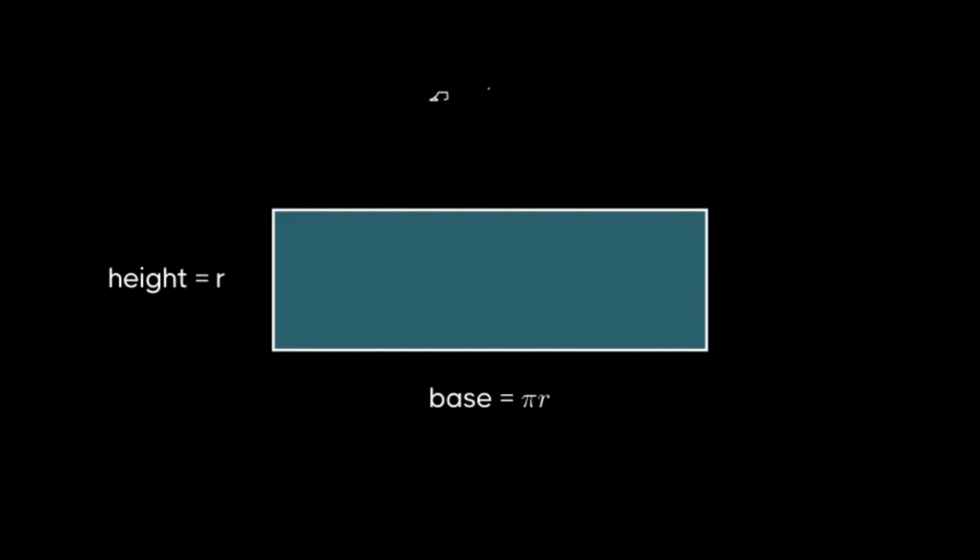The area of this rectangle is simply base times height, which gives us pi times r times r, or pi r squared. Since this rectangle has exactly the same area as our original circle, we've proven that the area of a circle equals pi r squared. This elegant visual proof shows why the area of a circle is pi r squared. By rearranging the circle into a rectangle, we've transformed a curved shape into a familiar one whose area we can easily calculate.